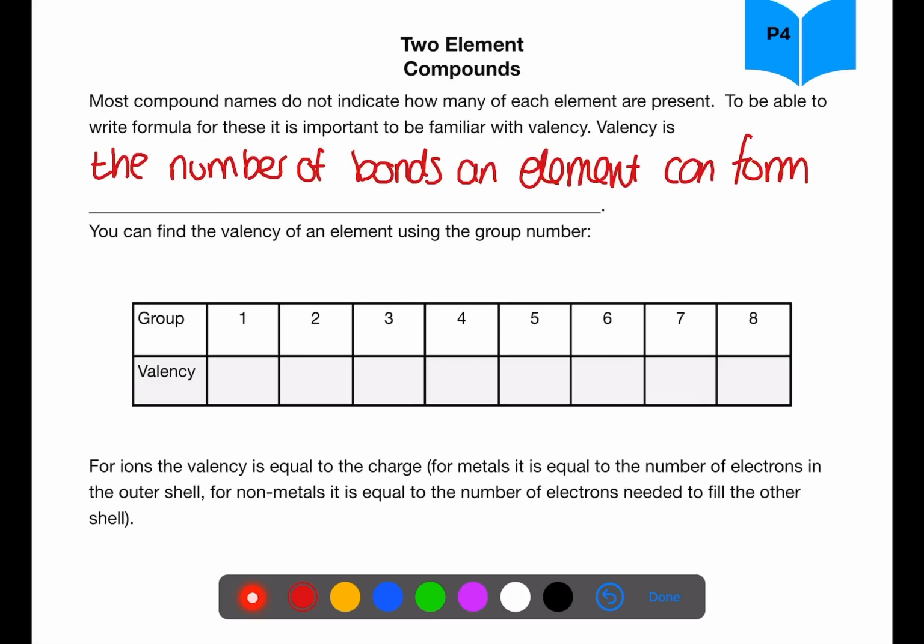You can find the valency of an element using the group number. The valency matches the group number up to group 4 and then goes back down again 3, 2, 1, 0. For ions, the valency is equal to the charge. For metals, it's equal to the number of electrons in the outer shell, and for non-metals, it's equal to the number of electrons required to fill the outer shell.